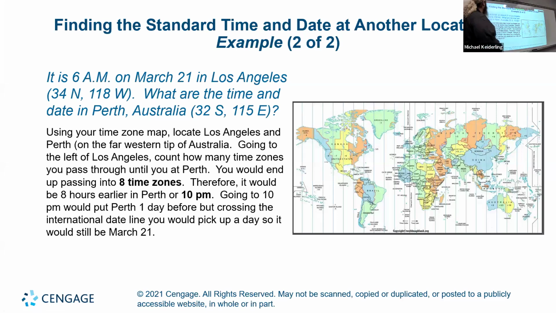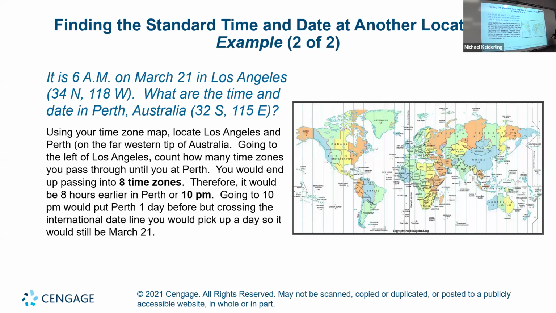So the other way you could do this, which is the example given here, is you can go the other way around. So again, you start in Los Angeles. Go 1, 2, 3, 4, 5, 6, 7, 8 time zones east. Therefore, you'd be 8 hours earlier at 10 p.m.